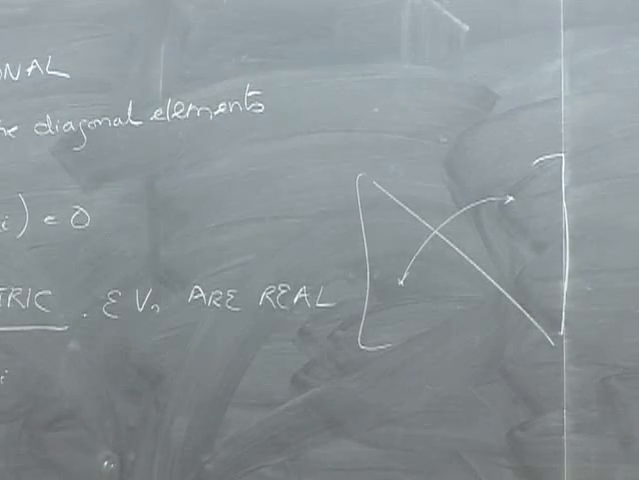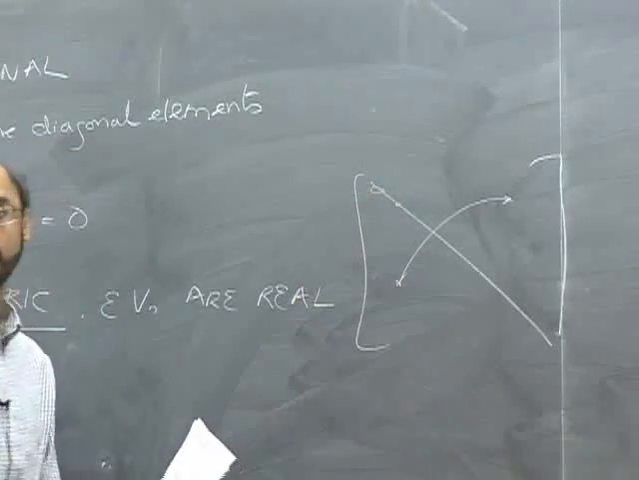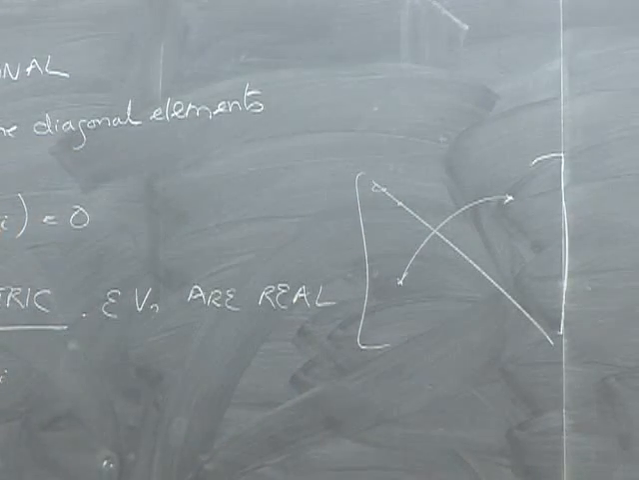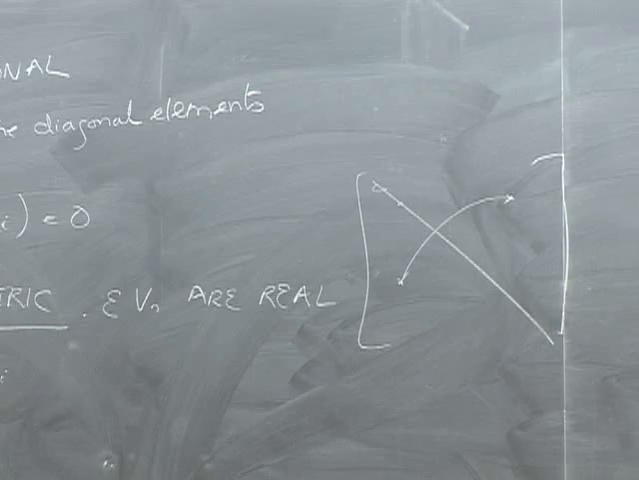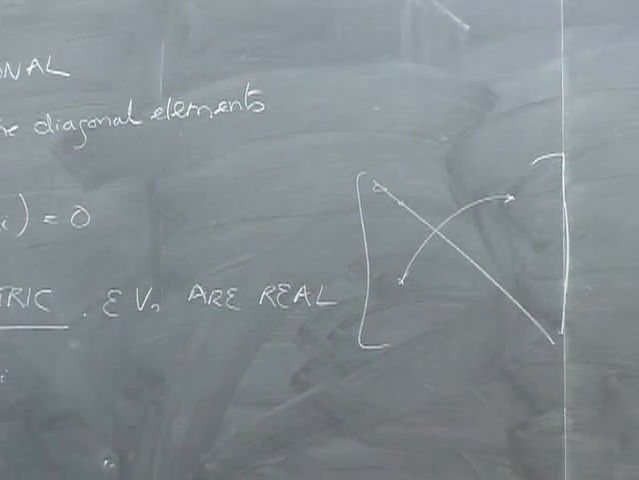All right, and of course the diagonal elements will need to be real as well, right? If the diagonal elements are complex and it's symmetric, then, well, we know the diagonal elements are the eigenvalues, so the diagonal elements are real.